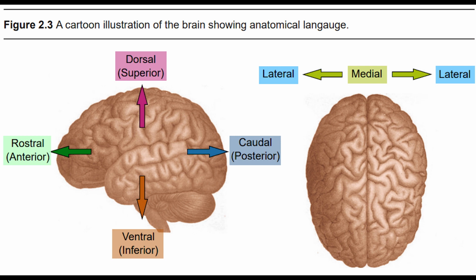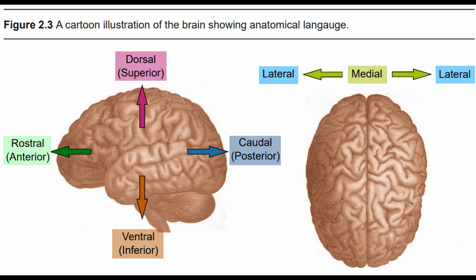Now, imagine that the person has turned to face towards you. The third axis can be demonstrated in this orientation. Brain structures that are closer to the center of the brain are described as being medial, and structures that are closer to the sides of the brain are lateral.